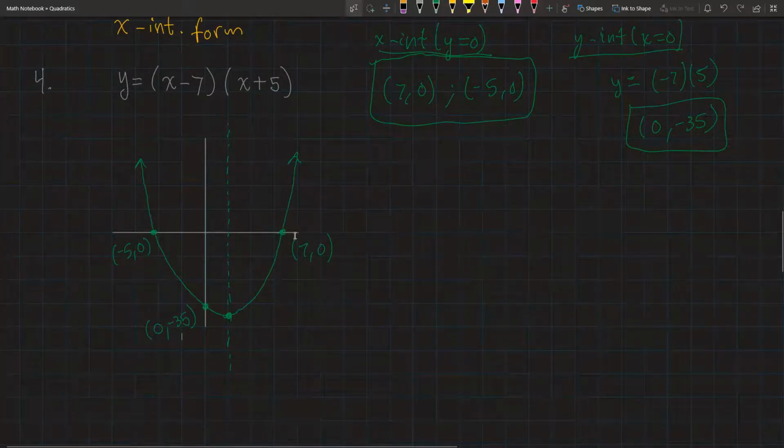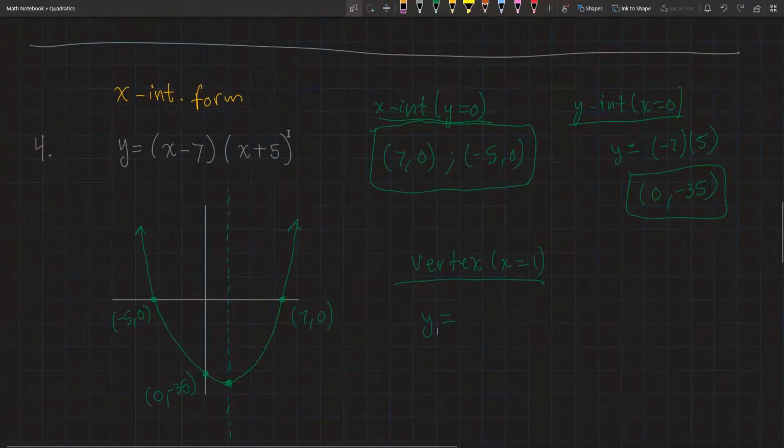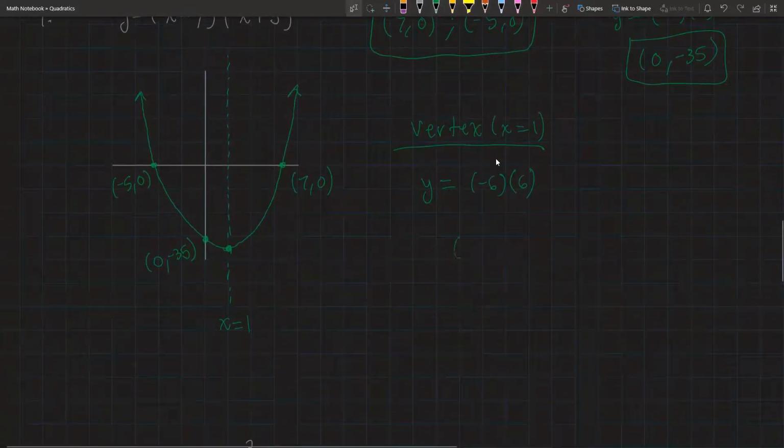Now we want to know the midpoint of 7 and -5. 7 minus 5 is 2. Therefore, this is x equals 1, right? x equals 1. So we know that the vertex happens when x equals 1 for this quadratic. I like to plug it into the factored form, which is given to us. So 1 minus 7 is -6, and 1 plus 5 is 6, plugging it into the other factor. So therefore, the point is 1, -36, and it also fits our picture very nicely.